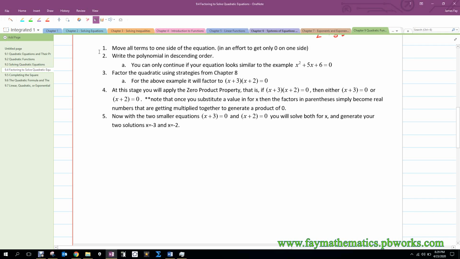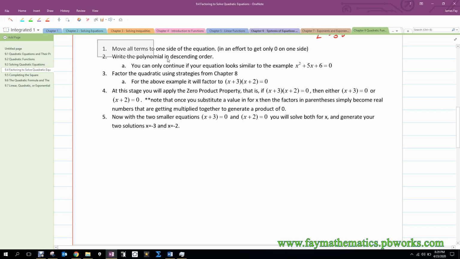Okay. The second thing you're going to do, and these two things can all be done in the same step, I just kind of broke them up, is write your polynomial in descending order. Remember, that means from the largest exponent to the smallest.